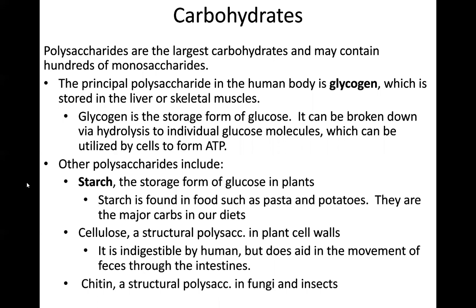As far as other polysaccharides, there's 3 other forms. Really, the most important one I want to talk about is starch. Starch and glycogen are essentially the same thing, except the difference is glycogen is how we store our glucose. Starch is how glucose is stored in plants. You eat potatoes, you're going to find that there's a lot of starch in them. So will pasta dishes. This should be the major carbohydrate in your diet.